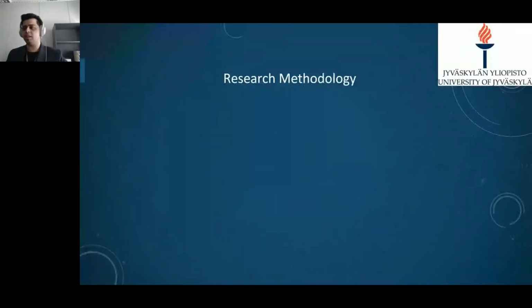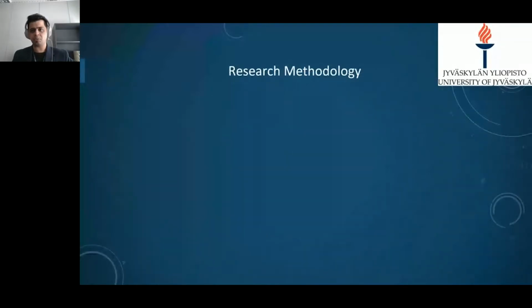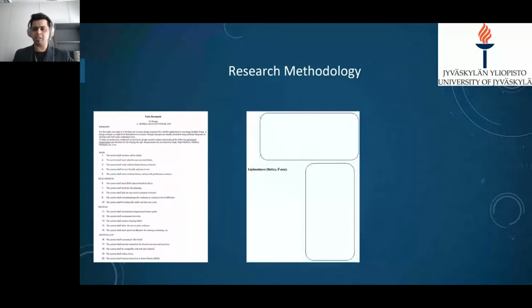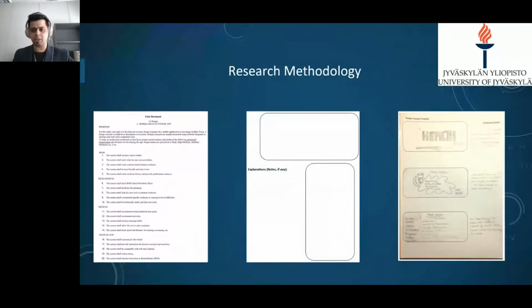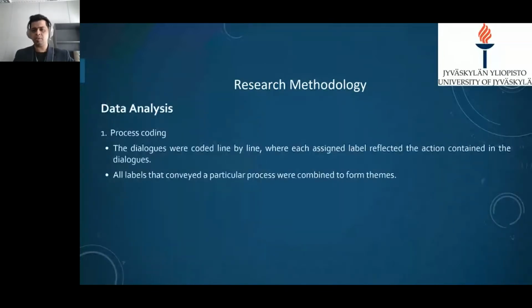So, our research approach. We conducted a dialogue-based protocol analysis where participants worked in pairs and verbalized their thought sequences. We had a convenient sample of 18 professionals and 24 postgraduate students. We used exactly the same task as our previous experiments, where participants were asked to develop a mobile application from the given list of requirement specifications. The recorded dialogues were then analyzed in two phases. First, inductive or process coding, which was used to explore the cognitive actions used by the participants, and deductive closed coding, which reanalyzed the data based on the existing literature on fixation and critical thinking.